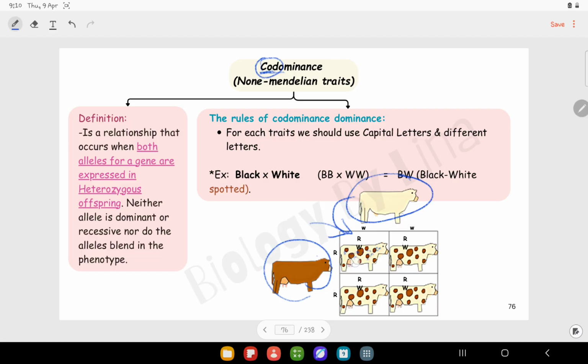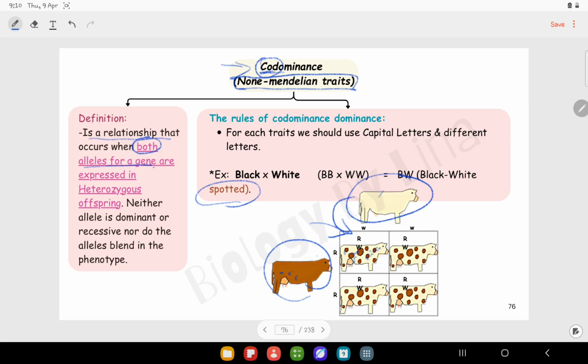They both express themselves in it, and that's why we can see, for example, black and white coats, black and white spotted. Whenever you see dotted or spotted, for example on a cow or a cat, all of these spotted and dotted will be codominance. Codominance is another non-Mendelian trait, which means we will also apply non-Mendelian rules to it, not those rules of Mendel. It's also a relationship that occurs when both alleles for a gene are expressed. They both express in a heterozygous offspring. So again, the offspring will be heterozygous, but here it's not a blend.